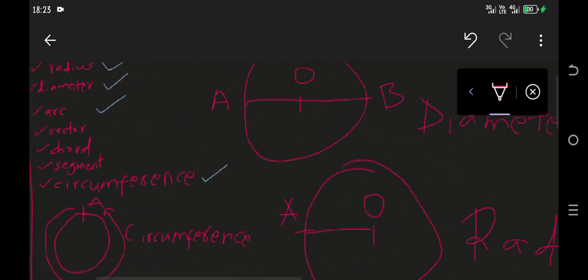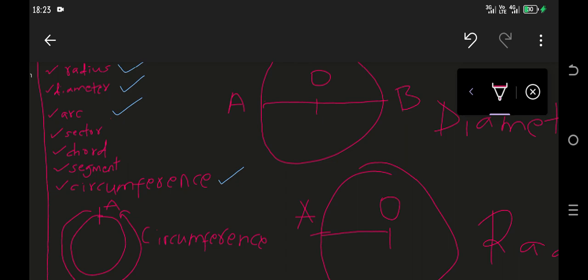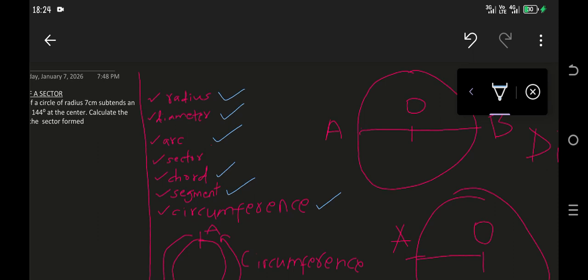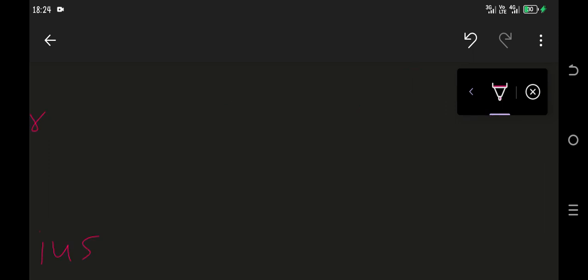So now we have looked at the chord and the segment. The last thing remaining is a sector. What is a sector? So for a sector, let us draw our circle and then we have our center O. To have a sector, you're going to draw two radii, that is the plural of radius. So we have radius 1 and we have radius 2.